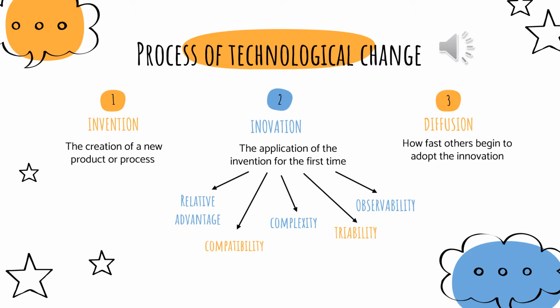There are five main attributes of innovative technology. The first one is relative advantage, which means the product or behavior is perceived as being better than the alternative by the person adopting the innovation. The second one is compatibility, which refers to how the innovation aligns with the adopter's lifestyle. The third one is complexity. It's how easy or difficult an innovation is to understand.